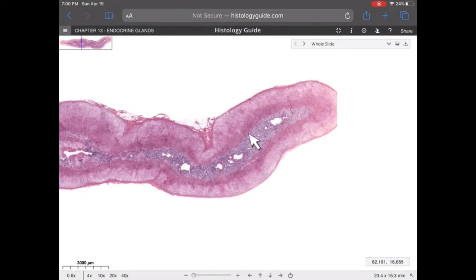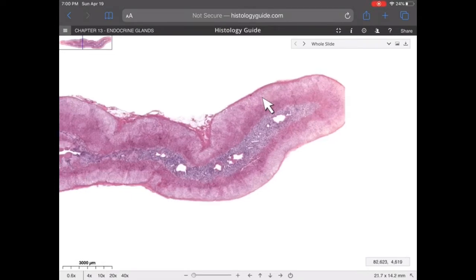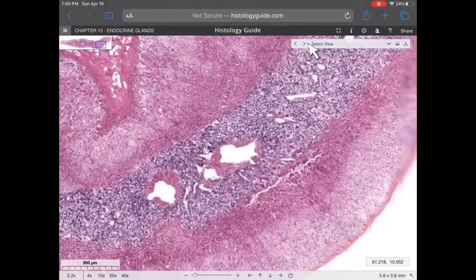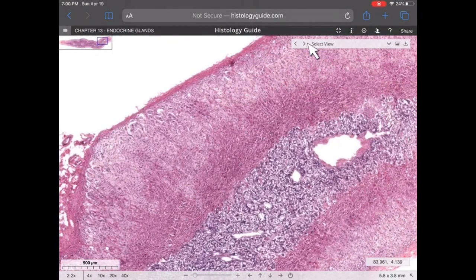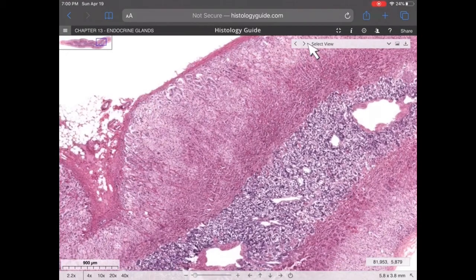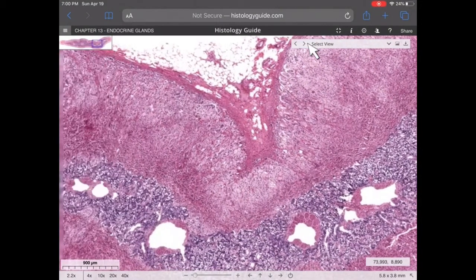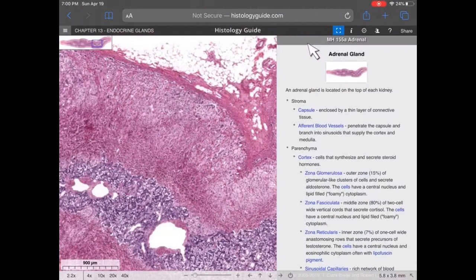From here, where the pointer tip is, to here is the adrenal cortex. The cortex produces many different hormones depending on which zone you're in. So let's examine the zones. And I really think that identifying these zones of the adrenal cortex is perhaps the most challenging piece of adrenal histology. So I'm going to spend most of my time talking about that.